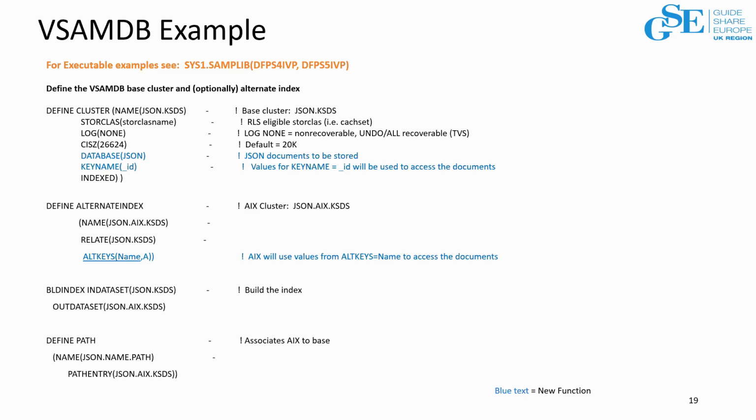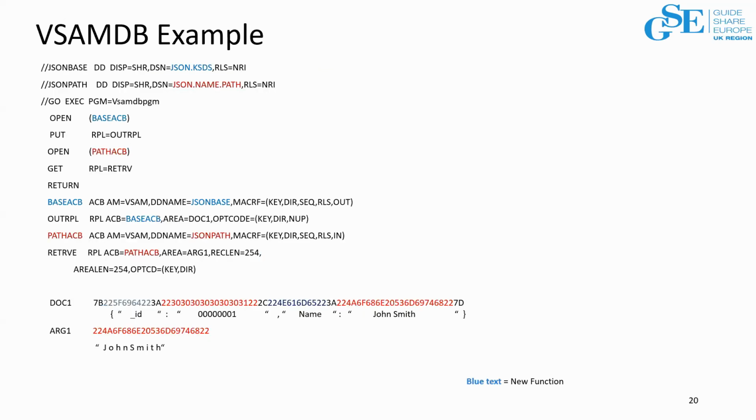So not a lot of changes from the API perspective of how to start using this. And again, the opens, the gets, the puts, all look very similar. And I think this is actually one of the samples that's in SAMPLIB. It's the one I pulled in here.